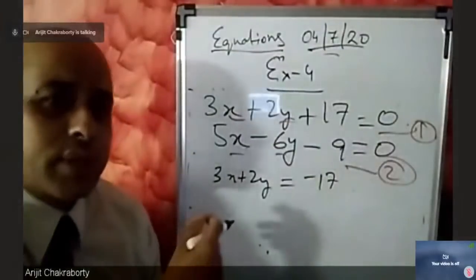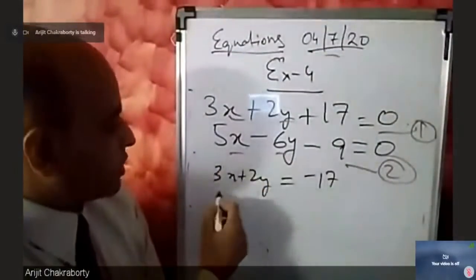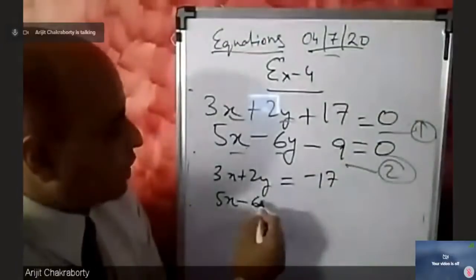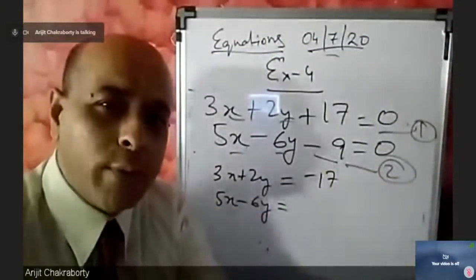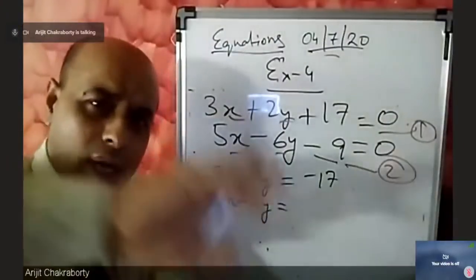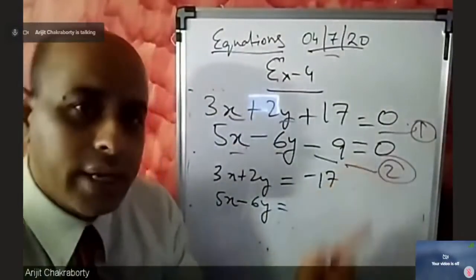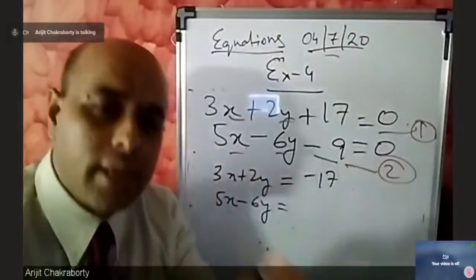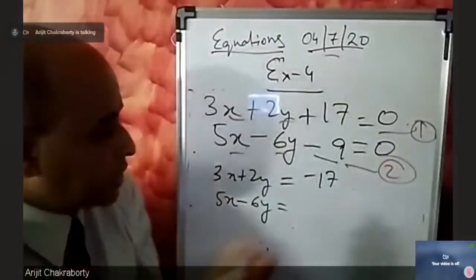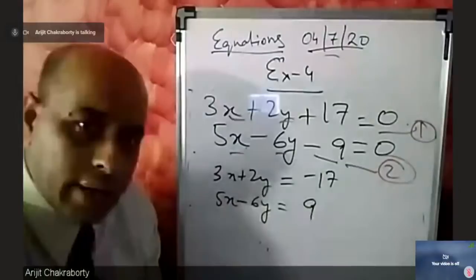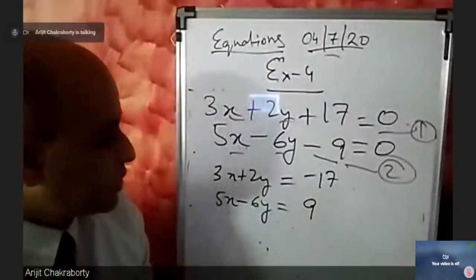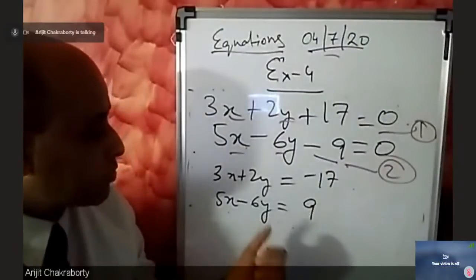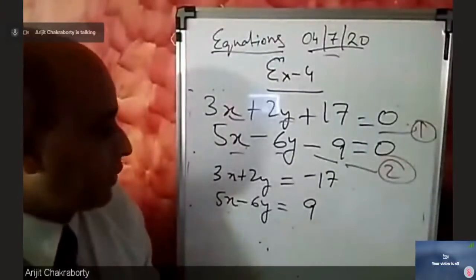And the next equation, 5x minus 6y. We have minus 9 on the left hand side. When it moves to the right, on the other side of the equal sign, it will become plus 9. Minus 9 to plus 9. So the equations are 3x plus 2y equals minus 17, and 5x minus 6y is equal to 9.